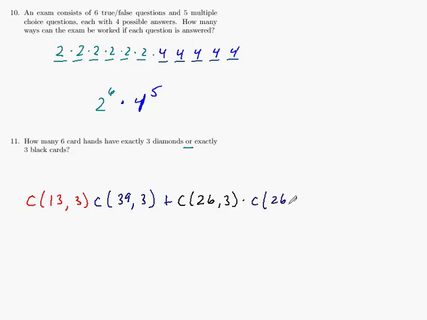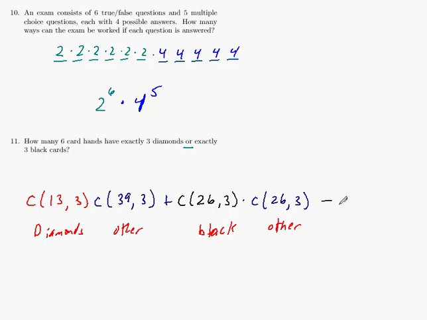Well, that's the red ones, and once again that's combination 26, choose 3. So what we have right here is diamonds, and then other, and then black, and then other. And we need to know now is, well, can we get 3 diamonds and 3 black cards at the same time? Our sample size is 6, so the answer is yes.